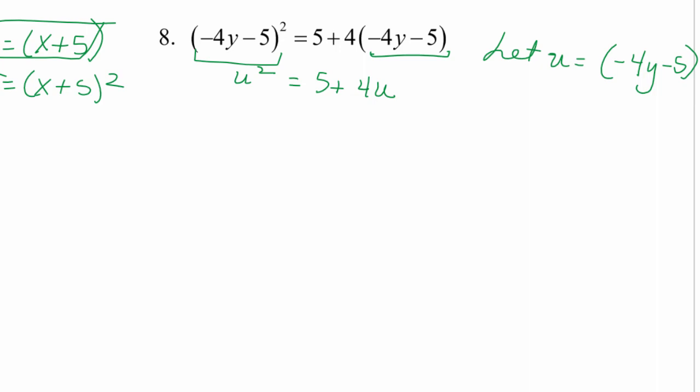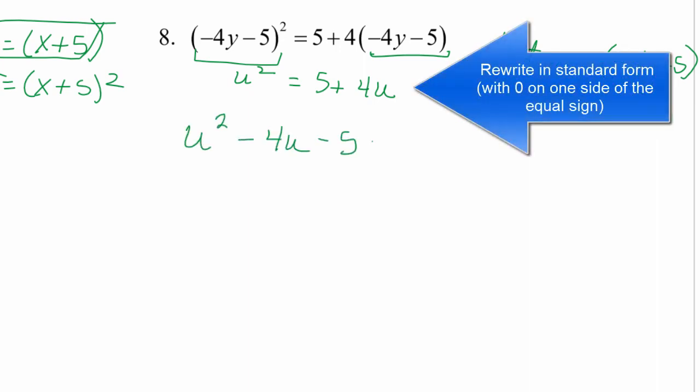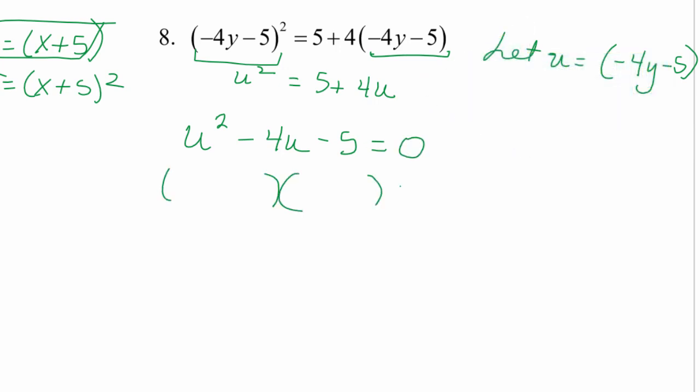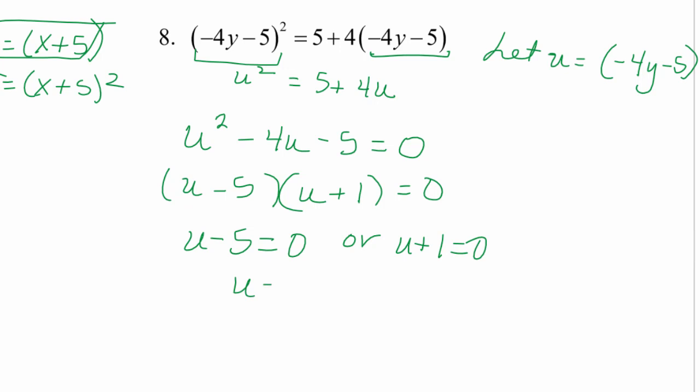And now let's go ahead and subtract these two terms on the right. Let's subtract them to the left so that we get a 0. So u squared minus 4u minus 5 equals 0. Put them in the right order. And you've got a quadratic equation that once again factors. So you go ahead and factor u minus 5, u plus 1. And use your 0 factor property to set each of these factors equal to 0 and to solve for u. So u equals 5 or u equals negative 1.